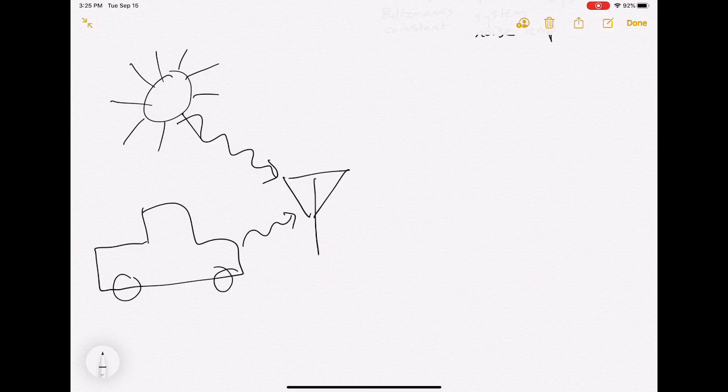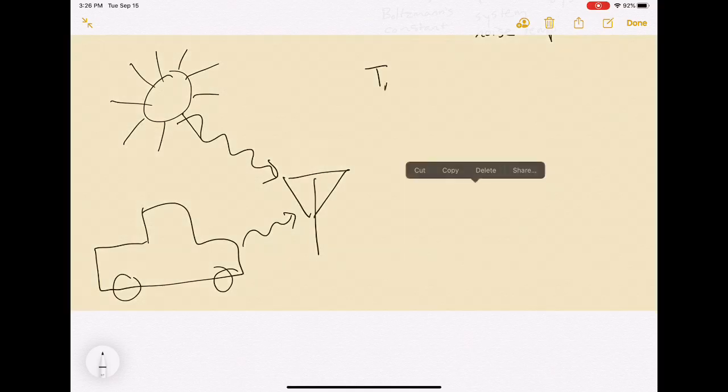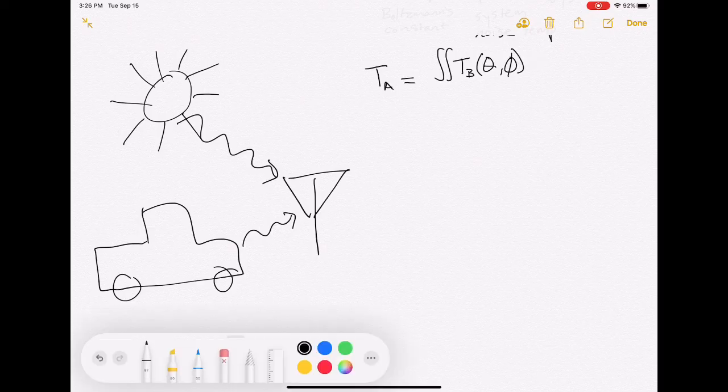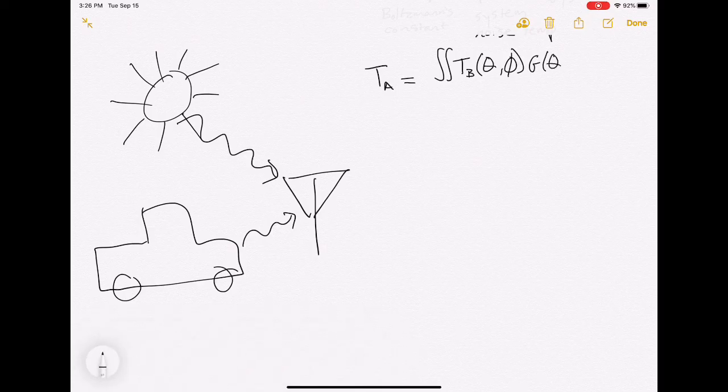Every object that has a temperature above 0 Kelvin radiates electromagnetic energy because of the random motion of its constituent particles. And all of those things contribute to the noise temperature of an antenna. So the noise temperature of your antenna is a weighted average of a quantity that we call brightness temperature as a function of angle from the antenna's point of view. And it's weighted by the gain of the antenna.